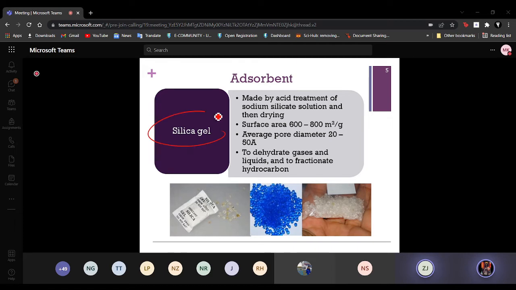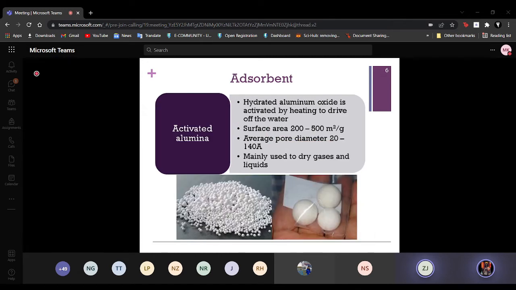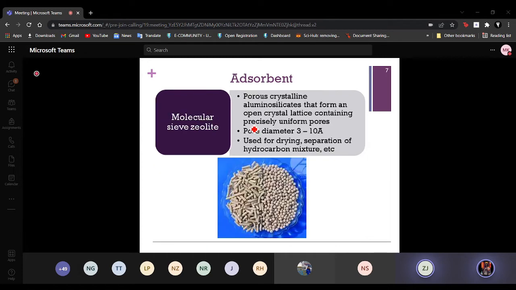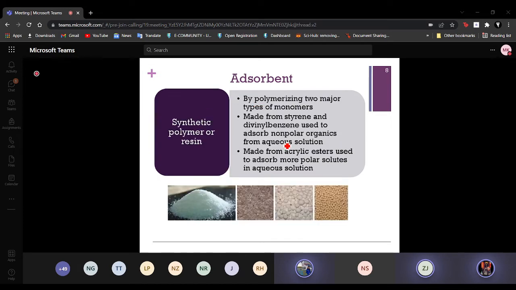So this is silica gel. I will just go very fast. I don't want to go into detail here because you already know what surface area and pore size are. They change according to the material type. Activated alumina, this is a real photo example. And this is a molecular sieve zeolite. One is in the form of a cylinder, one is a sphere. So it depends. It is made of alumina silicate.